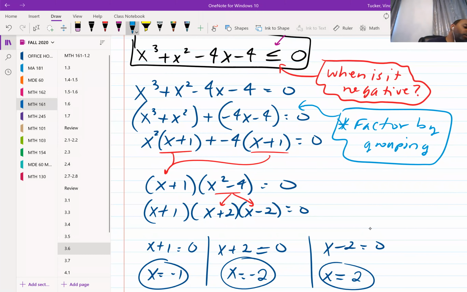And so set each one of those factors equal to 0. Solve for x. So we have x equal to negative 1, then x equal to negative 2, and then x equal to positive 2. All right. Make sure we're okay before we go to the next step.